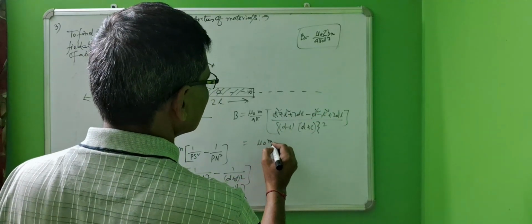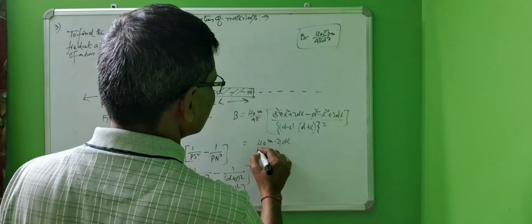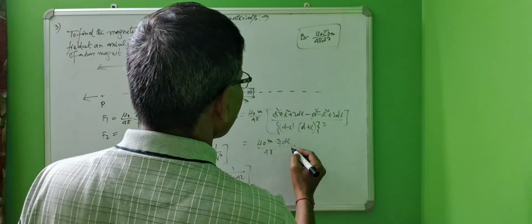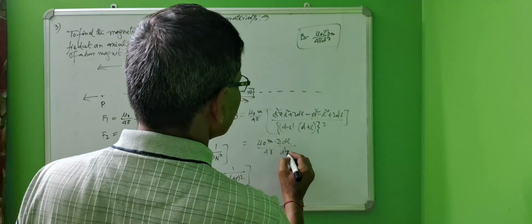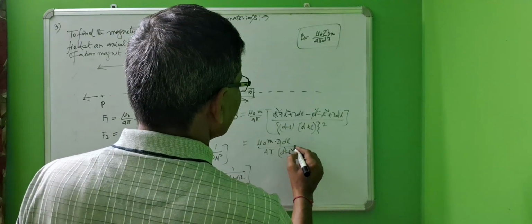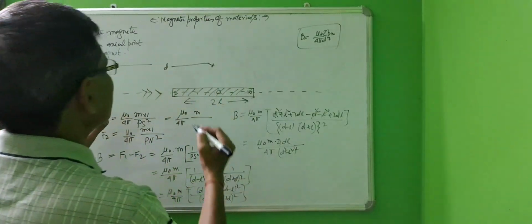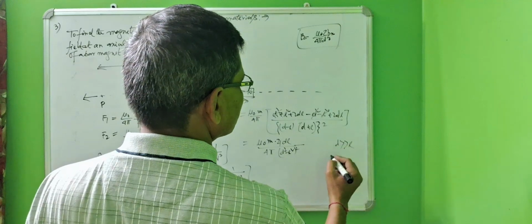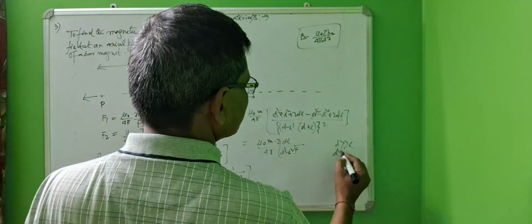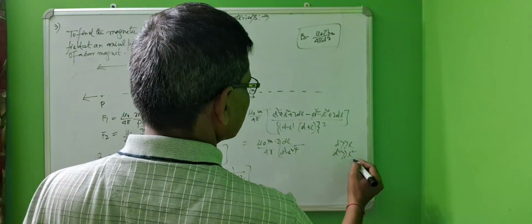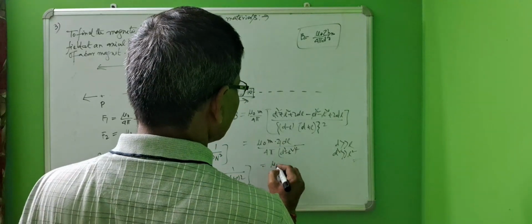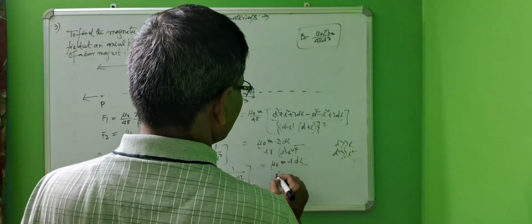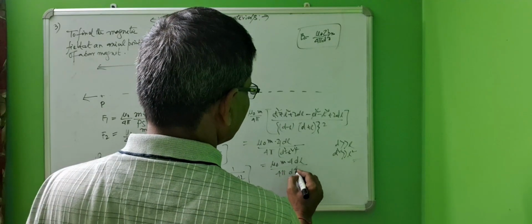So μ0 m into twice 4DL upon 4π, and this one equals (D square minus L square) whole square. Now this D and this L: we know D is very much greater than L. So D square is very much greater than L square, so L square can be neglected. So we can write μ0 m into 4DL upon 4π D to the power 4.